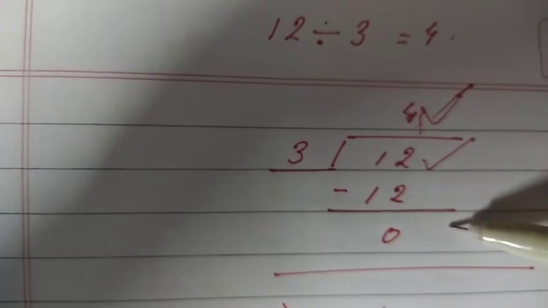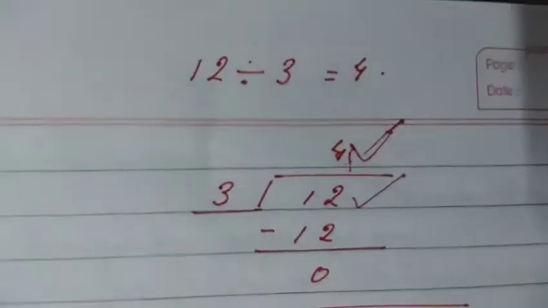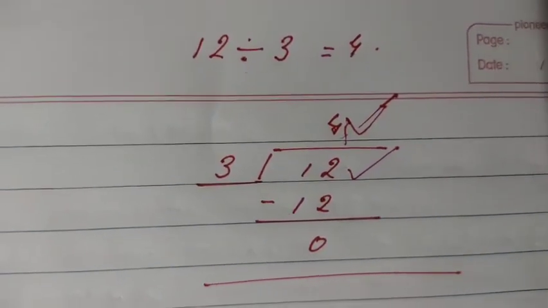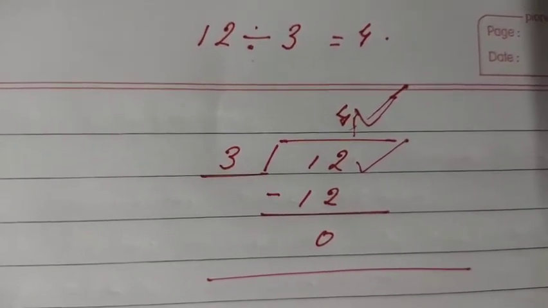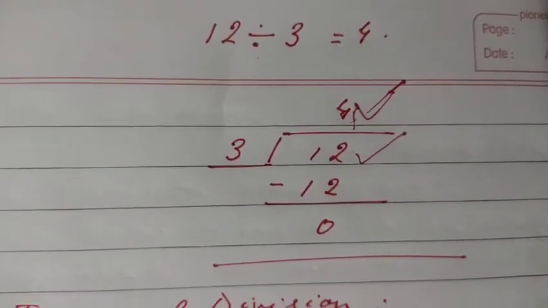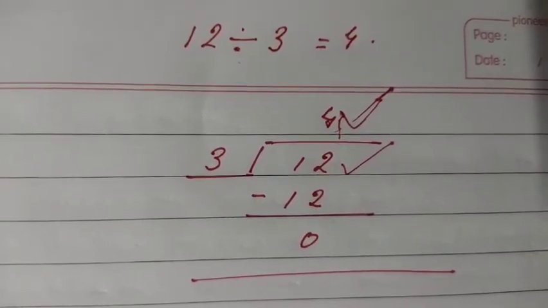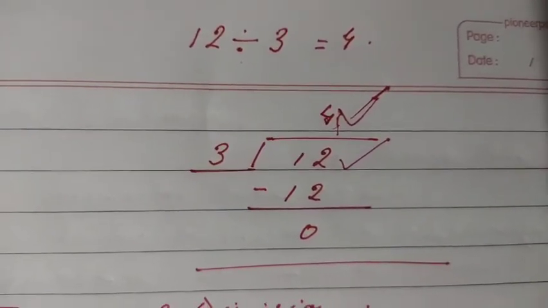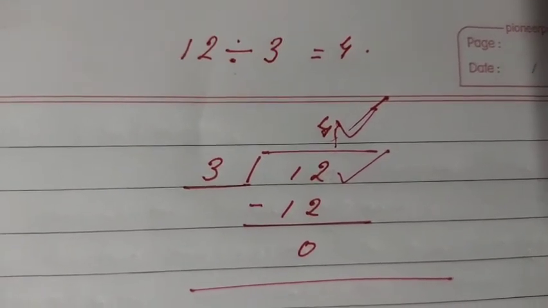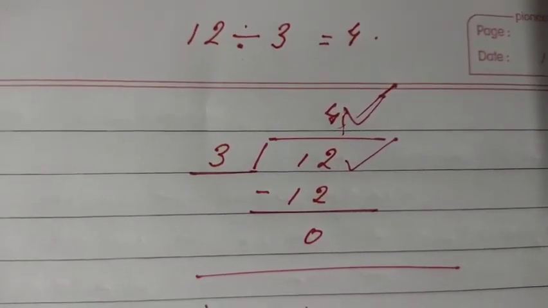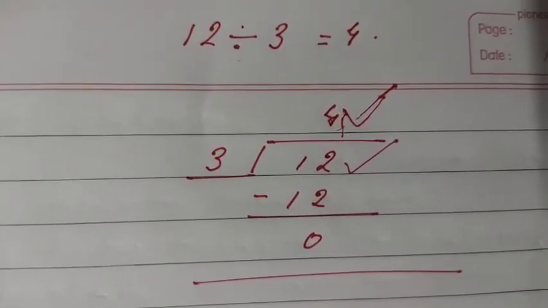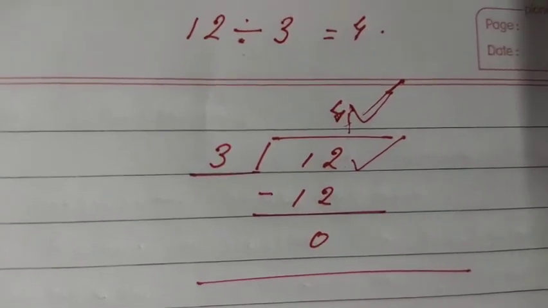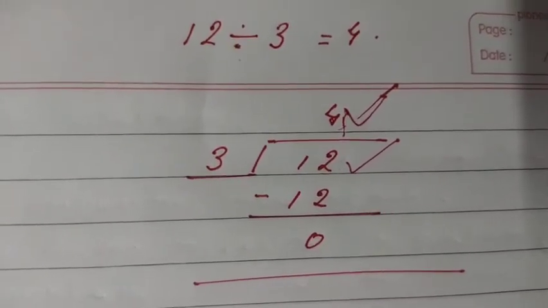Now children, remainder is always smaller than the divisor. You have to know that the remainder is always smaller than the divisor. Here, which is the divisor? 3 is the divisor. So remainder 0 will always be less than the divisor 3. You just remember that the remainder is always smaller than the divisor.